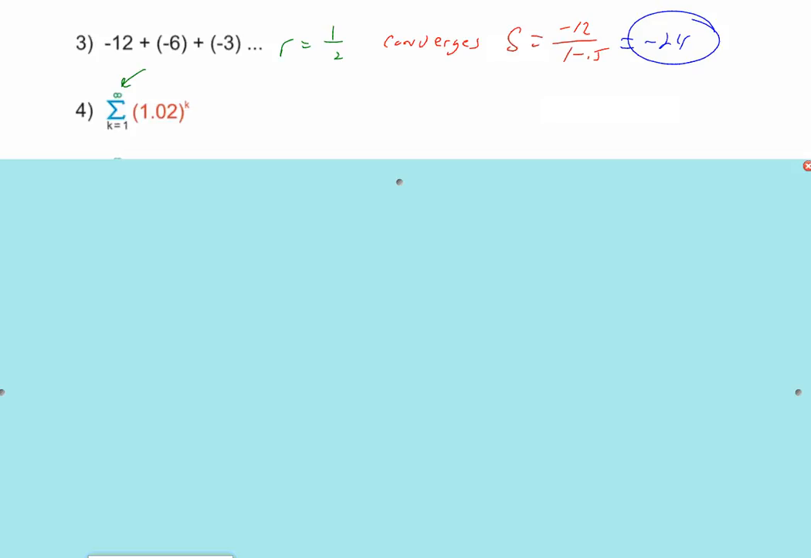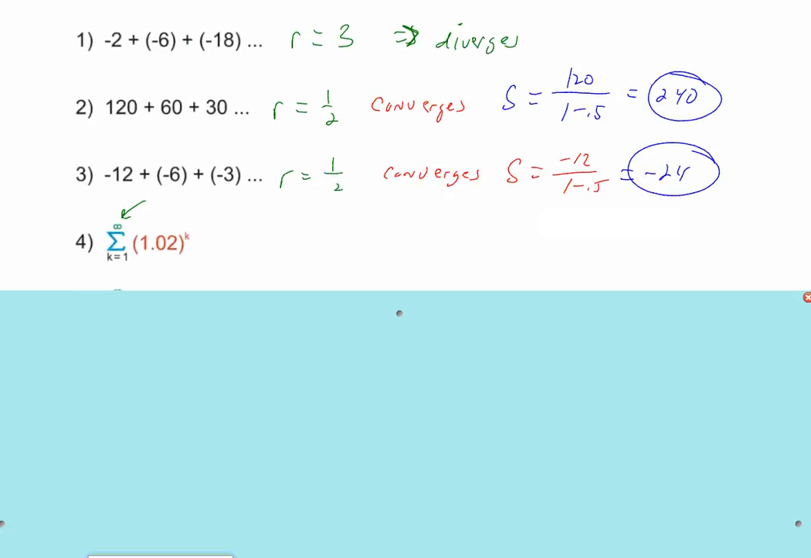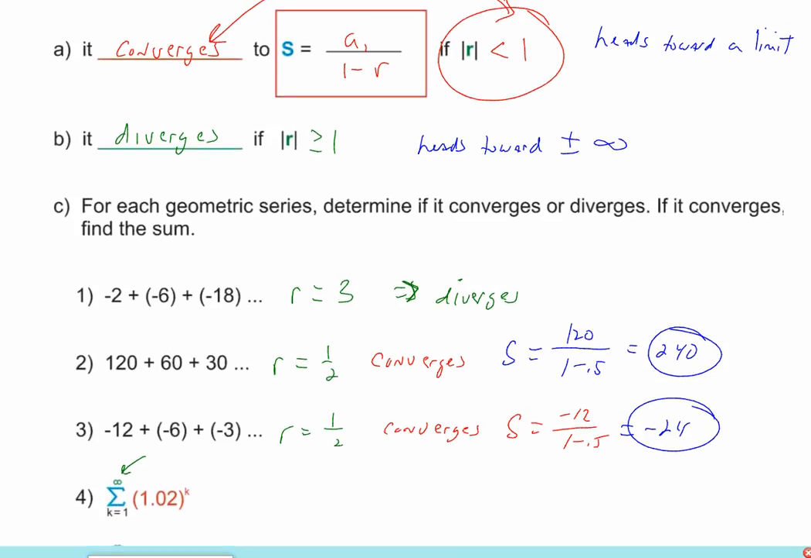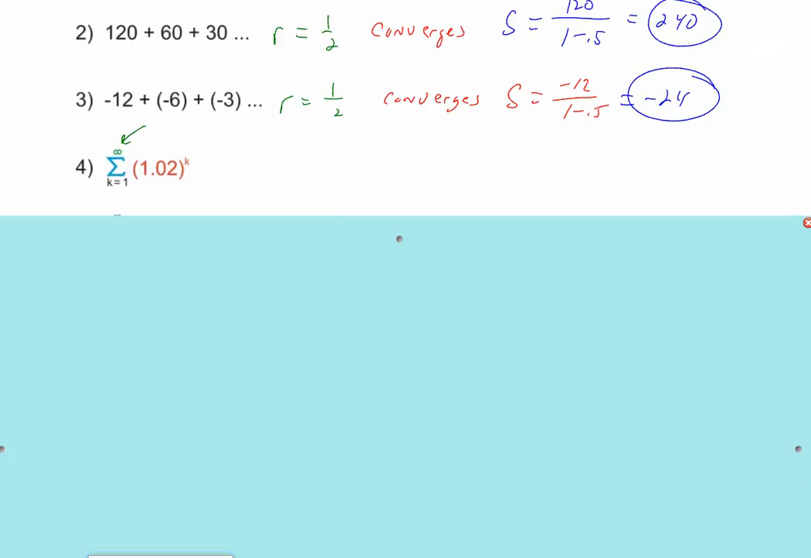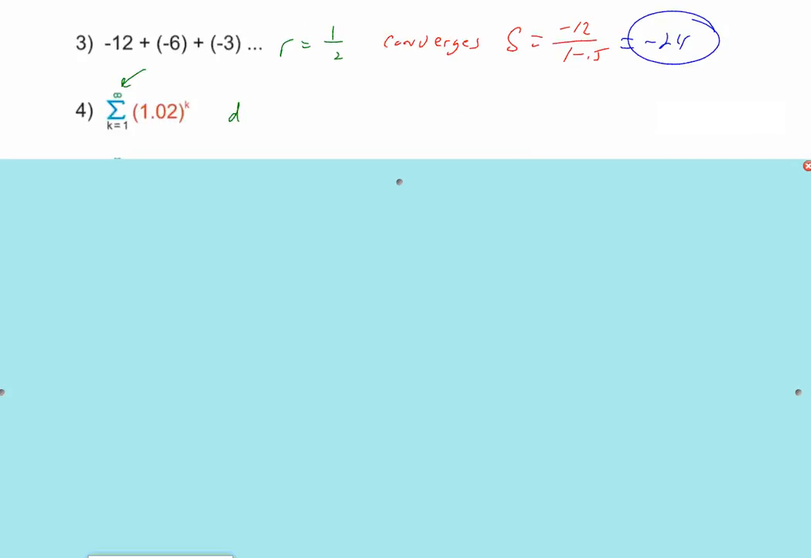So you could sum it if it's what kind of series? If it does what? Right? You can sum it if it converges. If it diverges, you can't. So all you're simply going to do first off is say, does this thing converge or diverge? And your answer is it diverges. Some may say, how in the world did you figure that out? Remember, this is R right here.